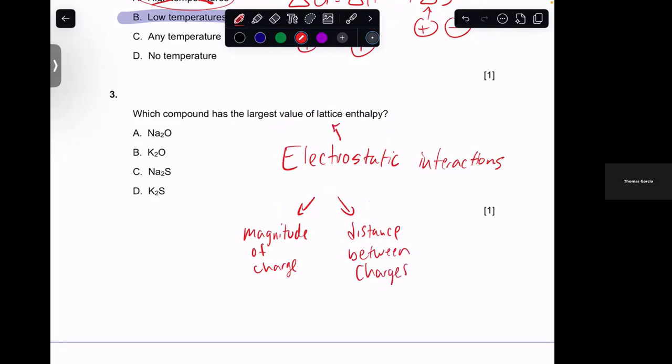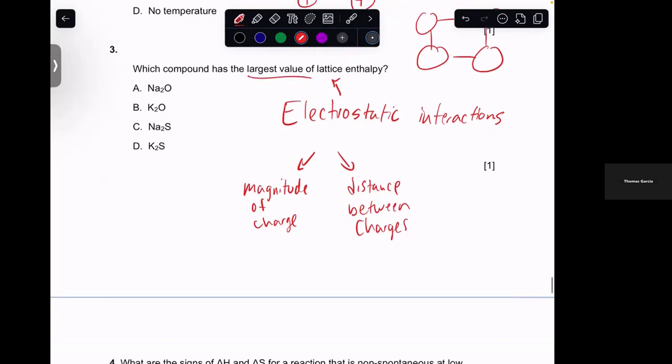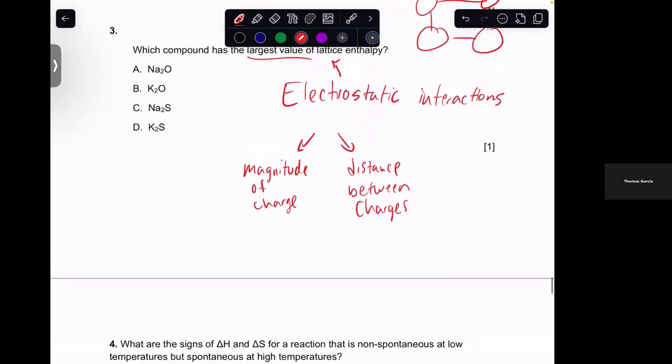Why does lattice enthalpy depend on that? Well, lattice enthalpy, if you think about it, is the energy needed to break those bonds in an ionically bonded lattice. And so if we want to break those bonds, we have to see how strong they are. And the stronger those bonds, the larger the value. So we're looking for magnitude of charge.